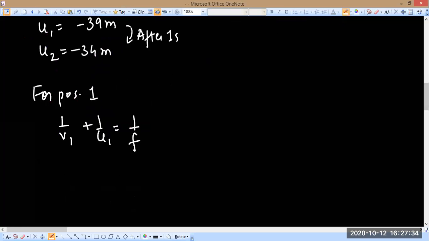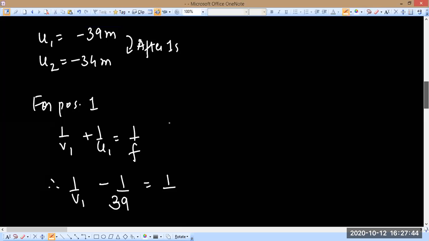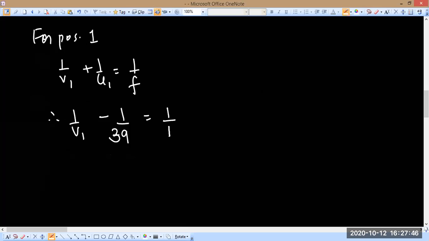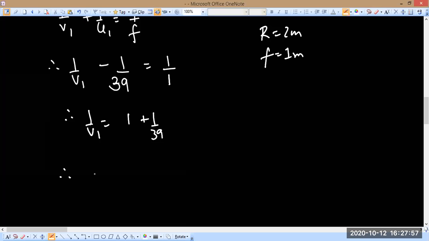So let's do it quickly. 1 by v1 minus 1 by 39 is equal to the focal length. What is it? The radius is given as 2 meter, so focal length is 1 meter. All right, r is 2 meter, f is 1 meter. So based on that, 1 by v1 is equal to 1 plus 1 by 39. Therefore v1 is equal to 39 by 40, meter, right?